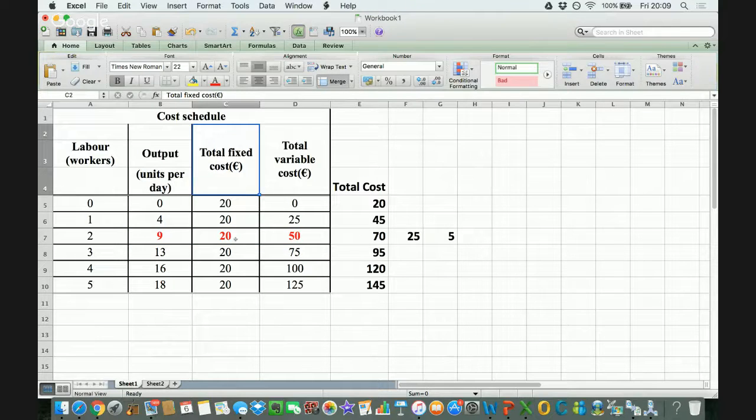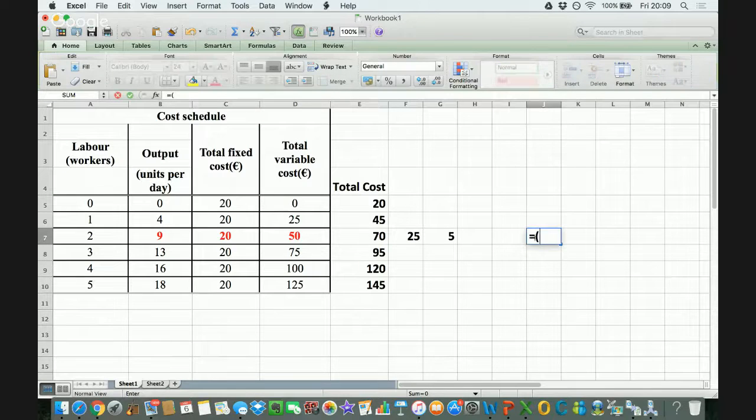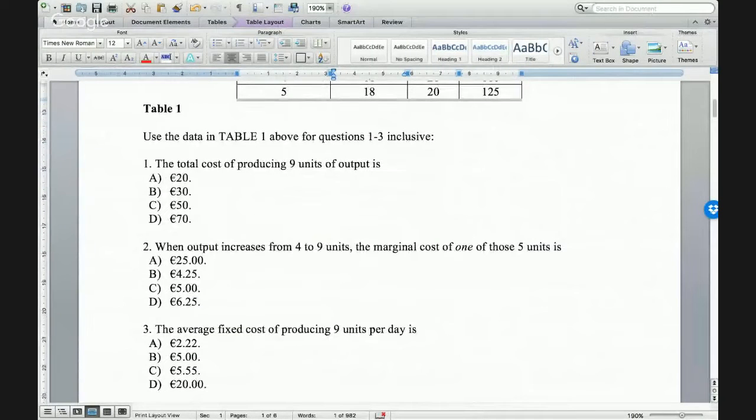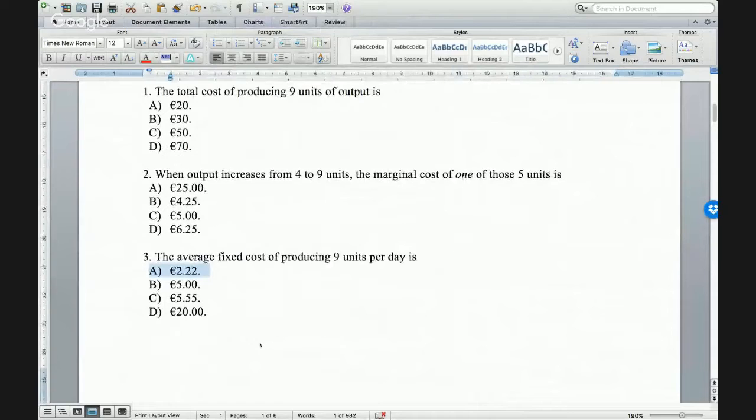So it's 20 divided by 9. I'll just do the calculation here. 20 divided by your 9. Remember your formula for average fixed cost or average any cost, variable cost, is your total cost divided by the output at that cost. So in that case, your average fixed cost is 20 divided by 9. So 2.22 I'm looking for in question 3. Yeah. Your answer is A for question 3, 2.22.